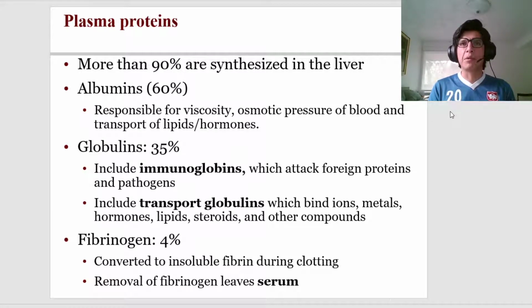We don't want that to happen within our blood vessels, and for that purpose, albumins create these capsules that surround triglycerides, that surround lipids, and they help transport them from point A to point B.